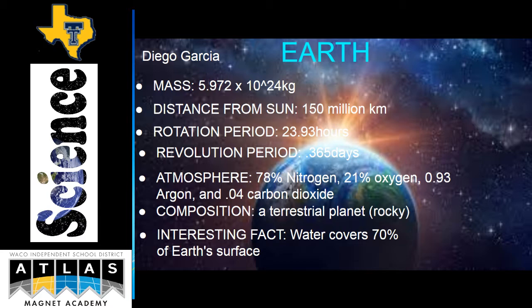The atmosphere consists of 78% nitrogen, 21% oxygen, 0.93% argon, and 0.04% carbon dioxide. The composition: a terrestrial planet, rocky. An interesting fact is that water covers 70% of the Earth's surface.